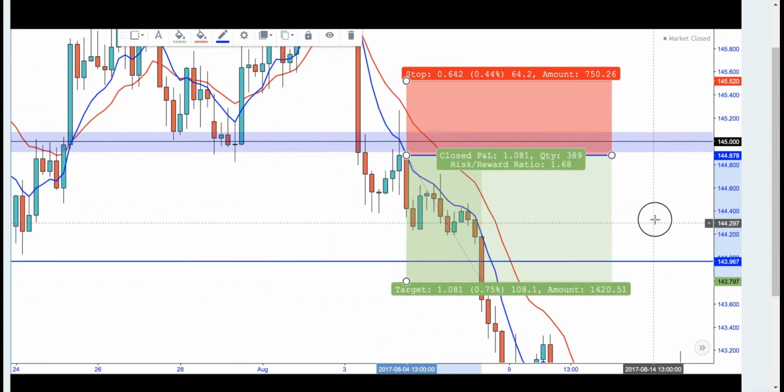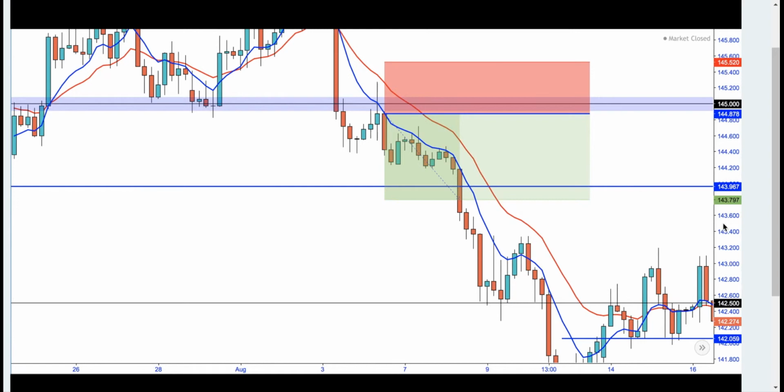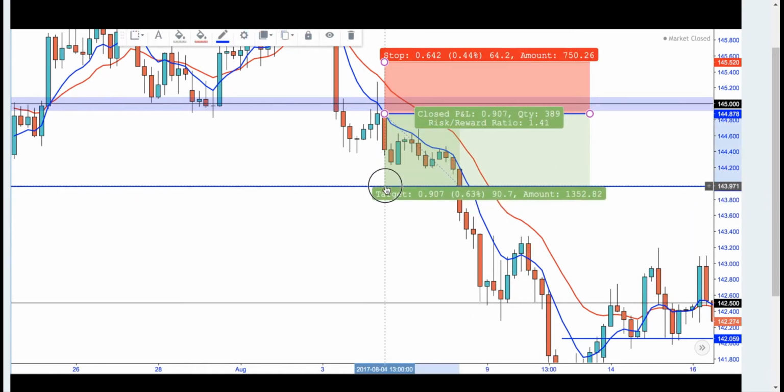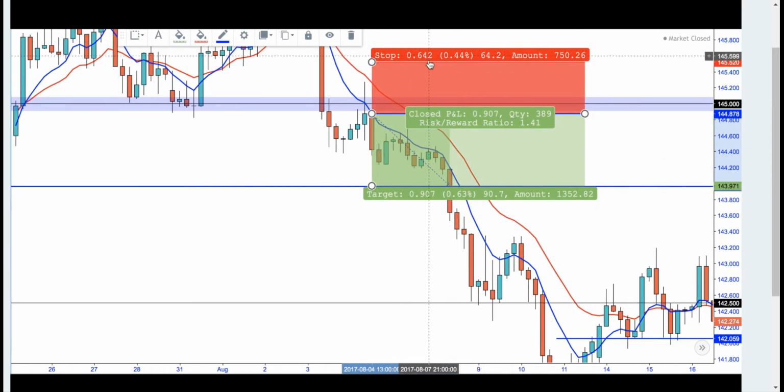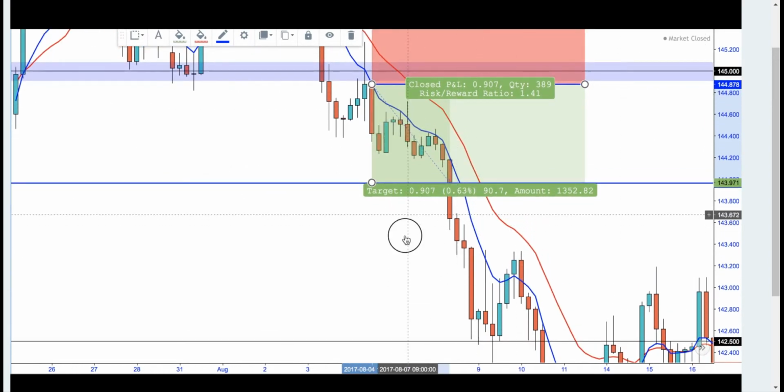And then we can take it down to our next target. Again, top-down analysis, guys, looking at the overall bigger picture and time frame. Target 1 could maybe be there. So risk reward of 1 to 1.4. We're risking 64 pips for a target of 90 pips.